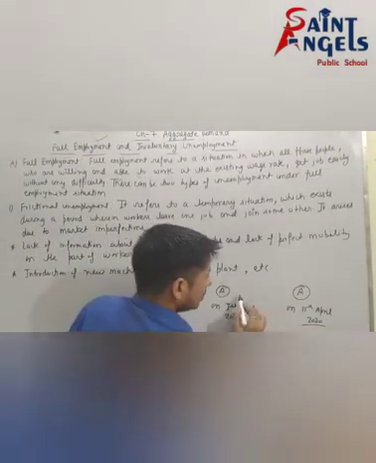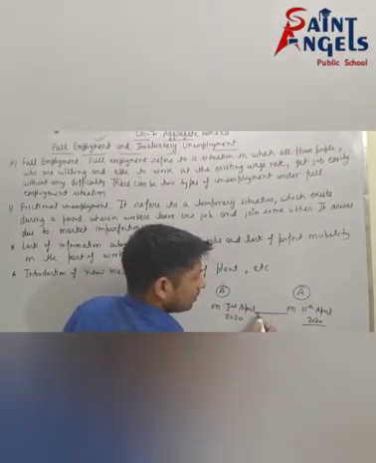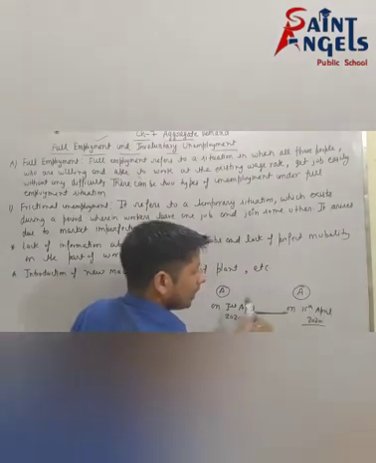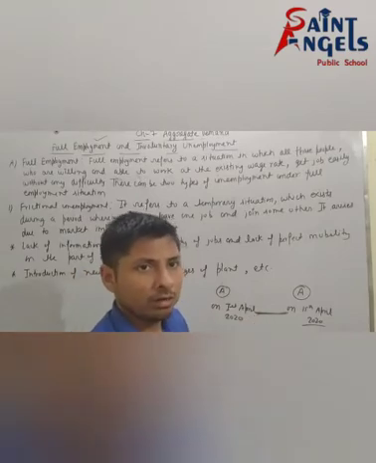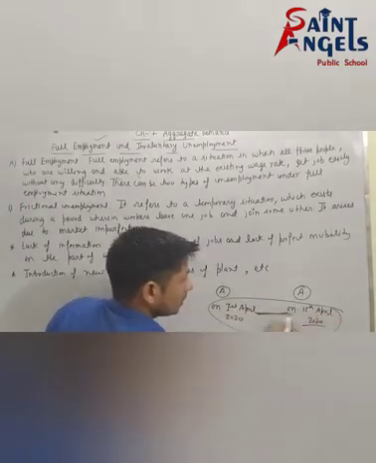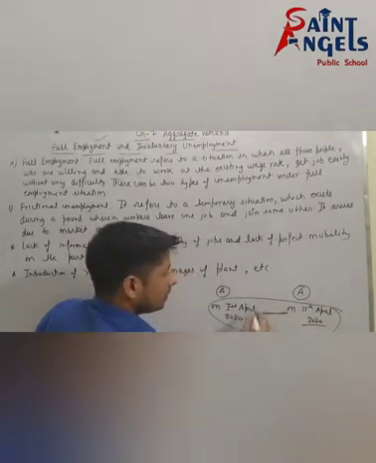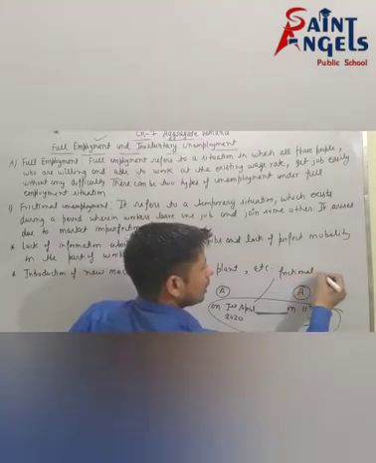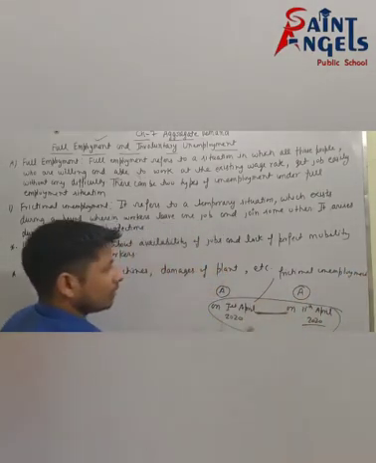It means during the period between 1st April and 15th April, A will be unemployed. And during this period, between 1st April and 15th April, there will be frictional unemployment. I hope all of you have understood.